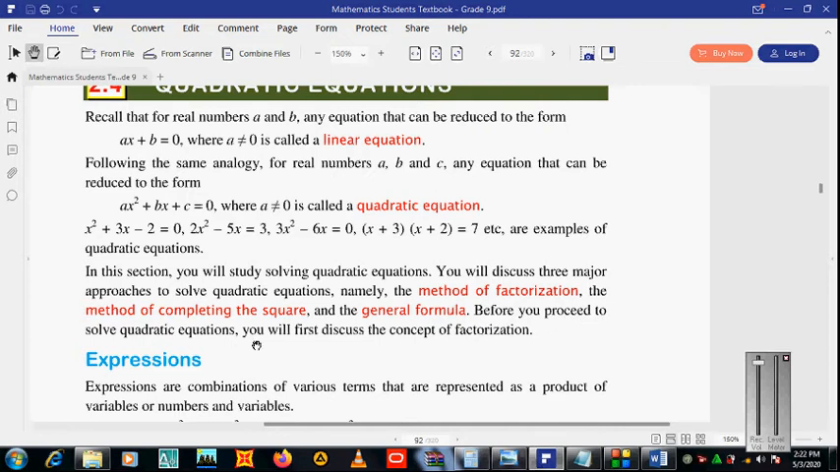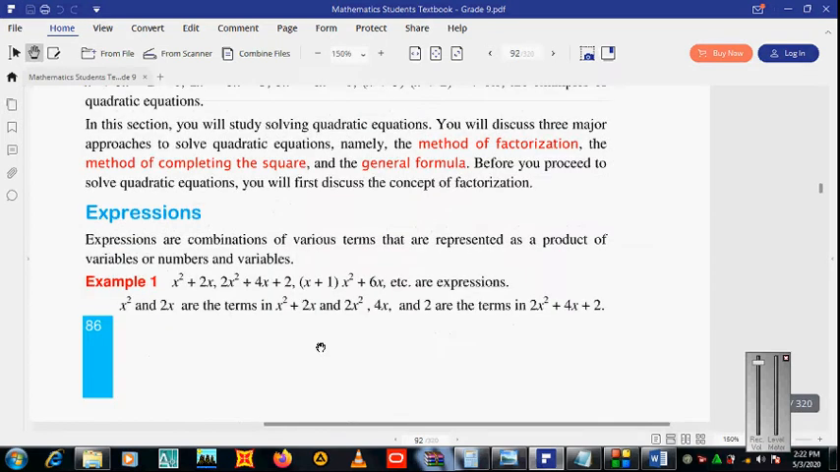Before we proceed to solving quadratic equations, we will first discuss the concept of factorization. What does factorization mean? How do we reduce an equation to factors?